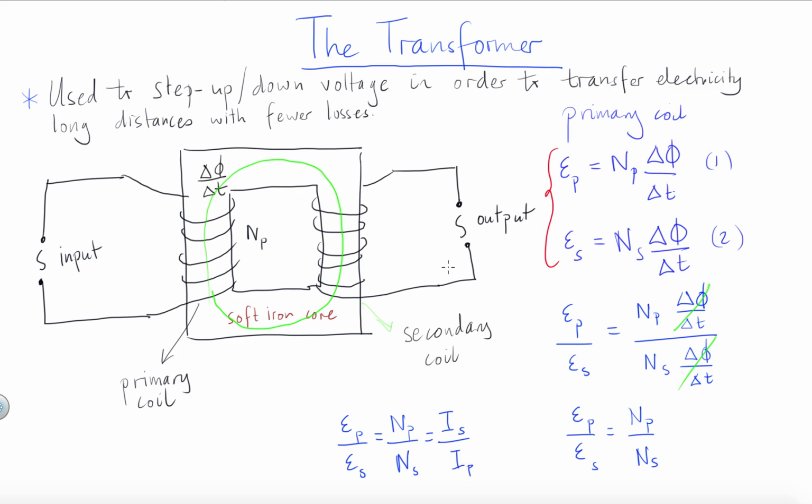Now, in order to step up the voltage, therefore, if I want to have a larger voltage in the secondary coil than I do in the primary coil, then I have to have more turns in the secondary coil than I do on the primary coil. But by stepping up the voltage, I'm stepping down the current. And vice versa, if I want to step down the voltage, I have to step up the current.